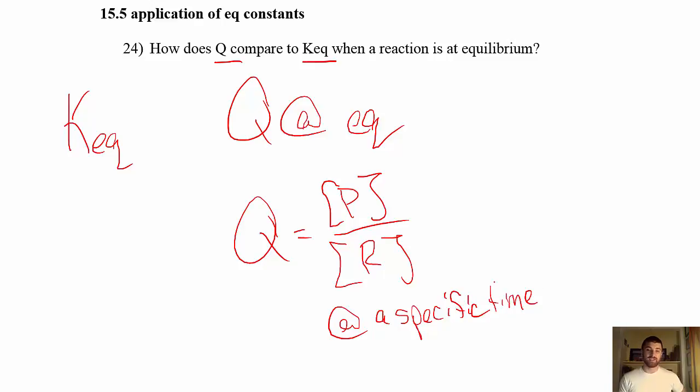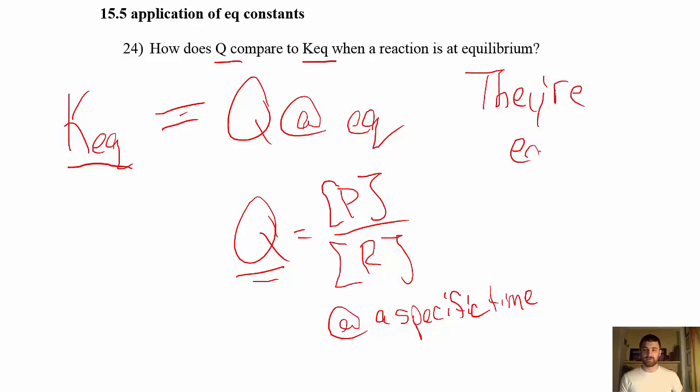So it doesn't have to be at equilibrium. Q is just saying, hey, we don't know if it's at equilibrium, but here's our numbers. What would you get? What would the quotient be that you get? Whereas KEQ is saying, all right, no, this is the constant for at equilibrium. This is what it's got to be. So if it's saying, how do they compare when it's at equilibrium? They're equal to each other. Kind of a trick question, but they're equal.